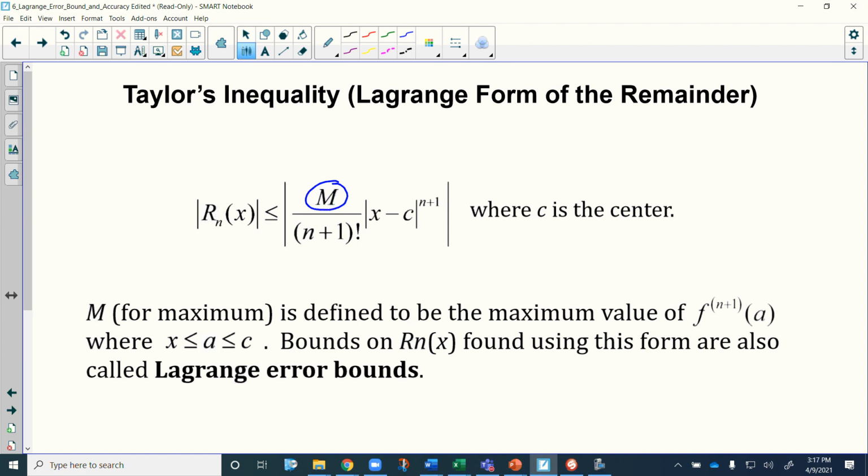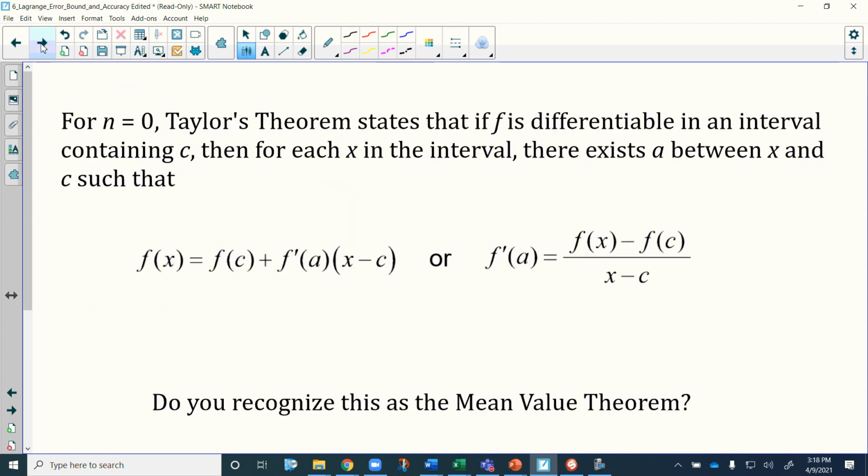Bounds on the remainder found using this form are called the Lagrange error bound. And that's where we take whatever the error is and add it to our approximation, and then subtract it from our approximation to find what the range of the error is going to be. It could be within this number to this number.